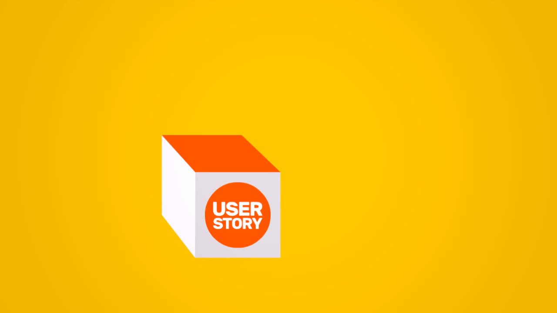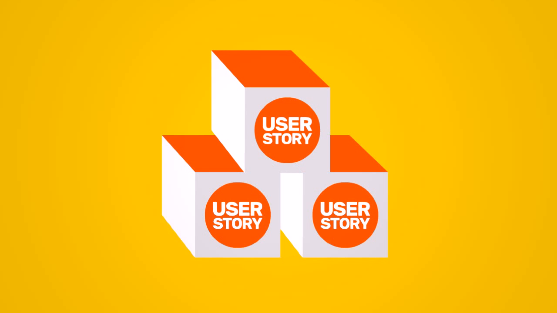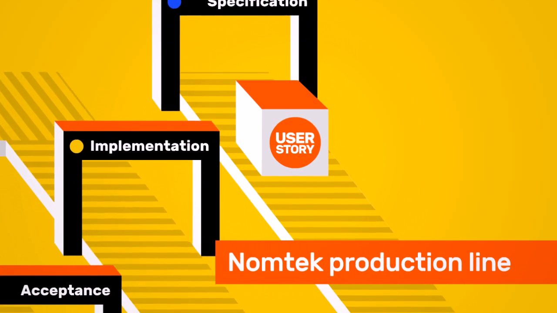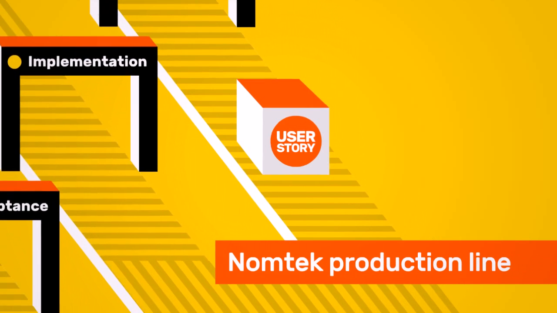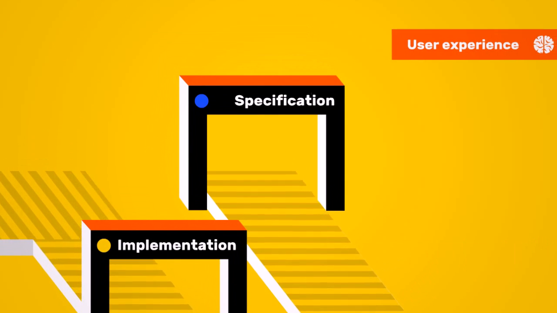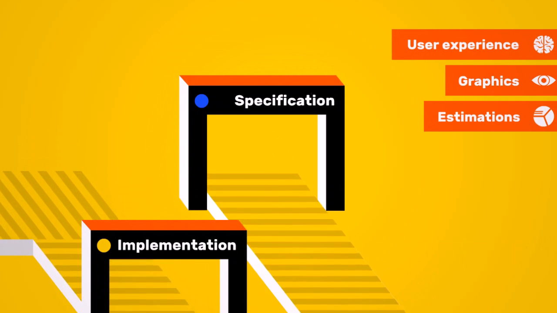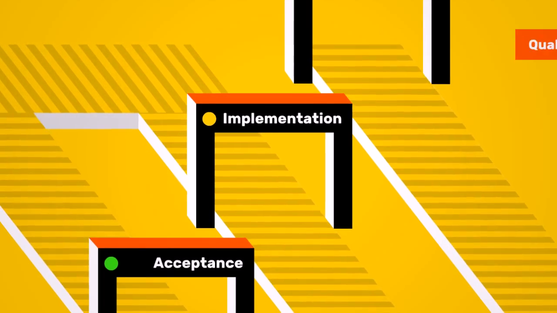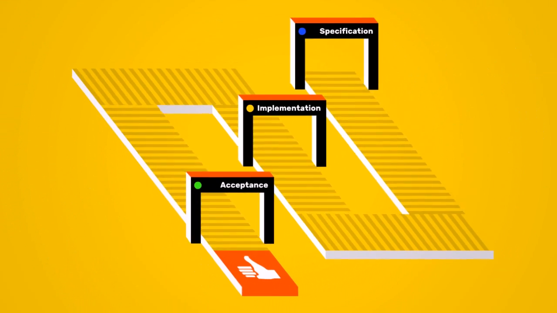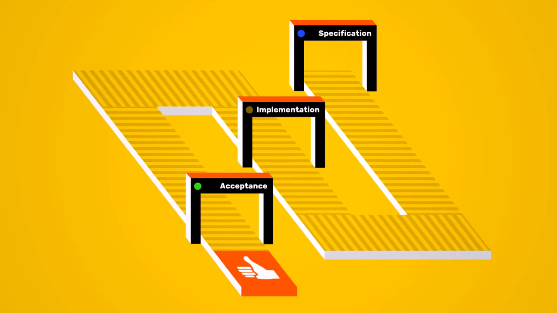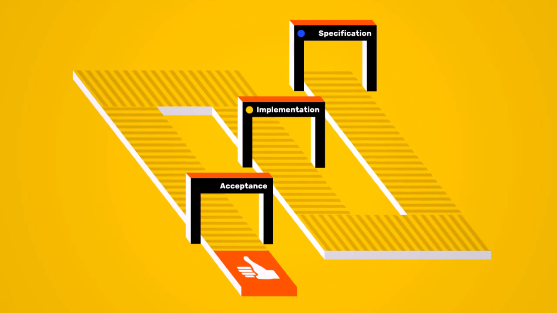In the mobile software industry in particular, there are many types of elements that have to be delivered for each user story. We use a metaphor of a production line through which the user stories have to proceed in order to be delivered. The major stages are specification, which includes user experience, graphics, estimations, and so on. Implementation, which includes quality assurance. And acceptance. Each stage is represented by one color. Specification is blue, implementation is yellow, and acceptance is green.